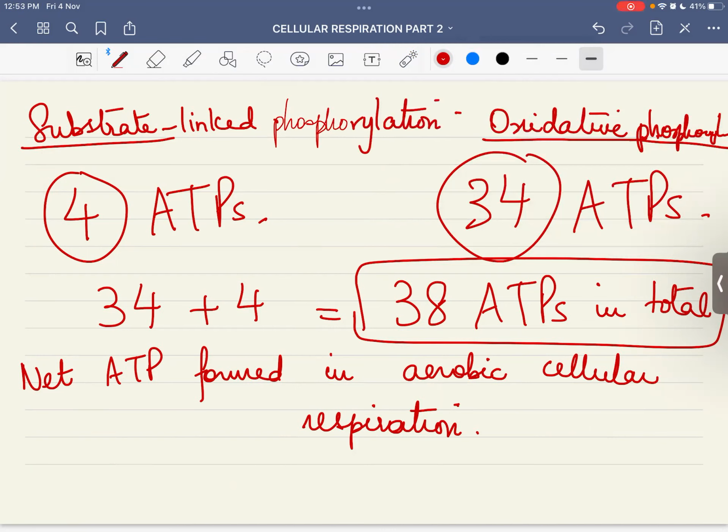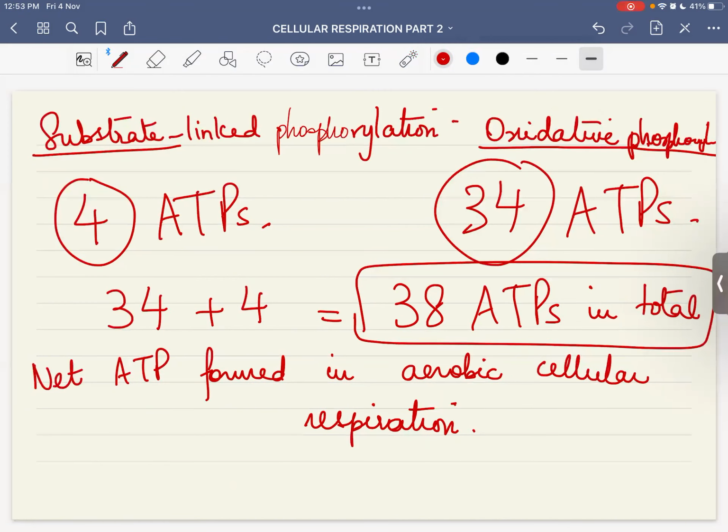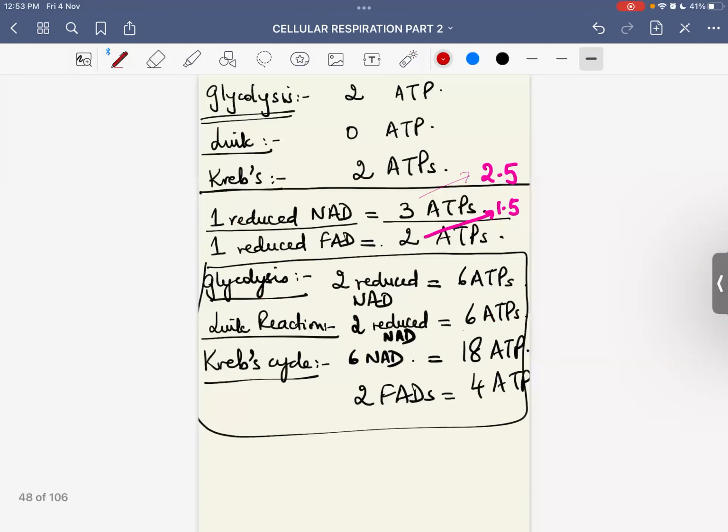ठीक है, अच्छा ये हो गया, ये भी हमने कर लिया. We did all this.